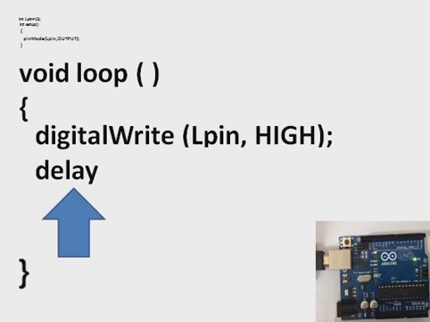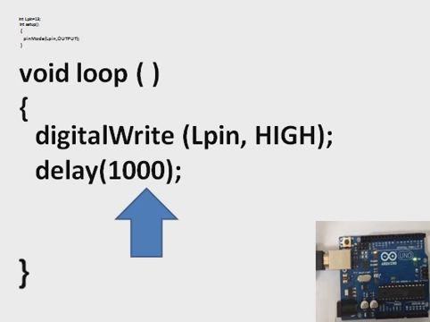Then I'm going to tell the system delay for 1,000 milliseconds. That'll cause it to wait. Pause execution for 1 second. 1,000 times 1 over 1,000 equals 1 second.